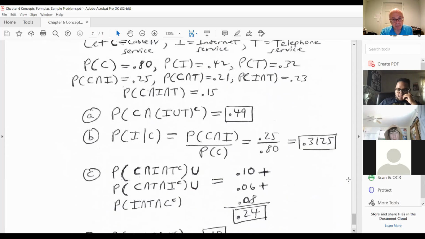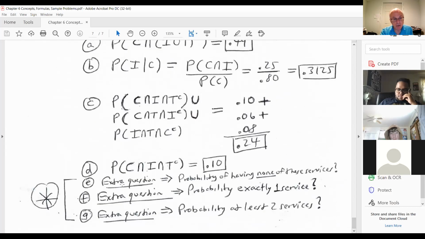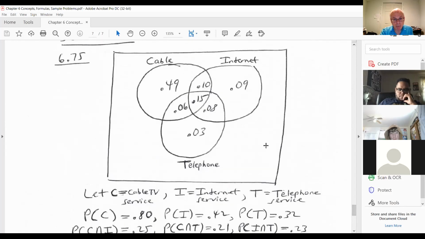Now, without giving you the answer, I added 3 additional questions. First question is, what's the probability of having none of these services? I sort of gave you the answer before, but the probability of having none of them would be the probability of being outside of these 3 circles. It would be in the box, but outside of the 3 circles. That's the probability of not having either cable or internet or telephone. Again, you take 1 and subtract the sum of all these numbers in there, and that gives you your answer.